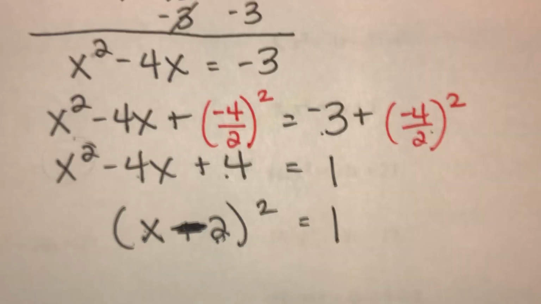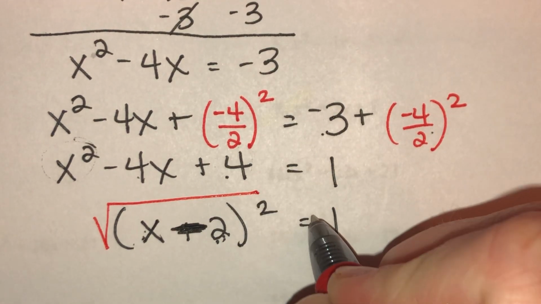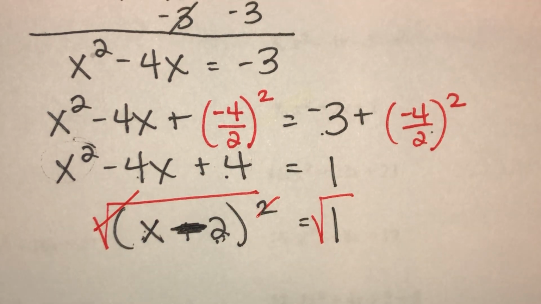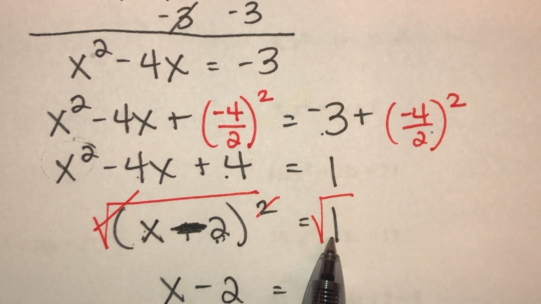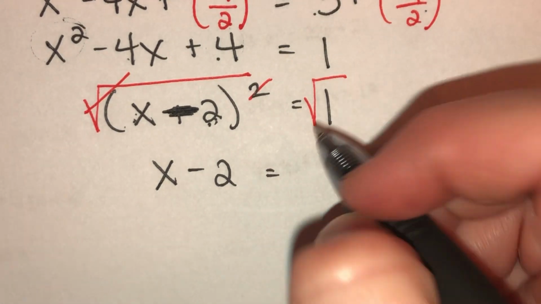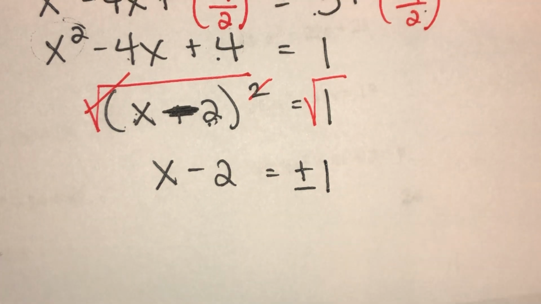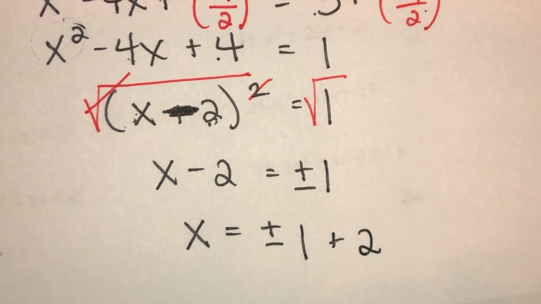Okay, so now I've got x minus 2 squared equals 1. I can take the square root of both sides here. This 2 cancels with the radical, so I'm just left with x minus 2 equals, and then the square root of 1, oops. The square root of 1 is either positive or negative 1. Right? So if I solve for x all the way, I get x equals, I'm going to add 2 onto this. So I get positive or negative 1 plus 2.